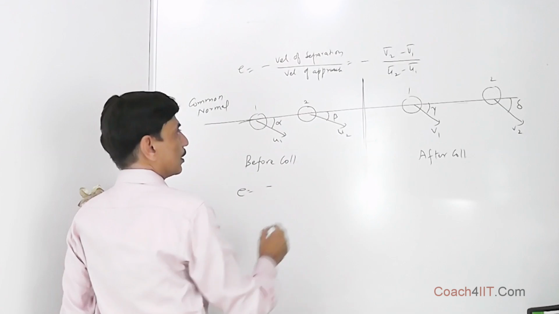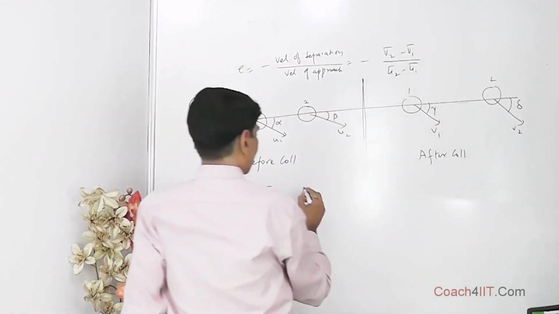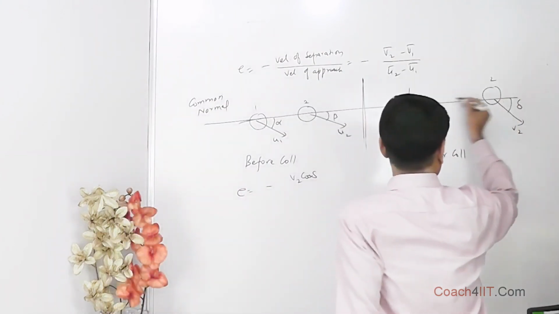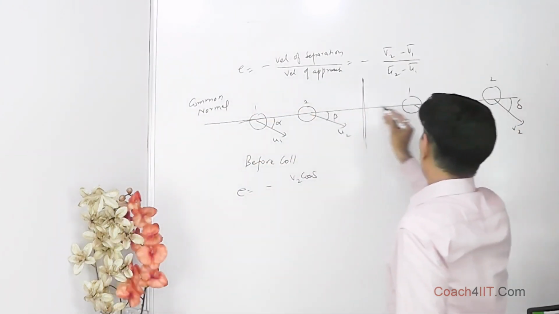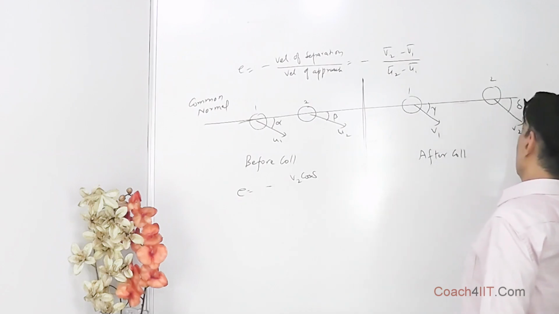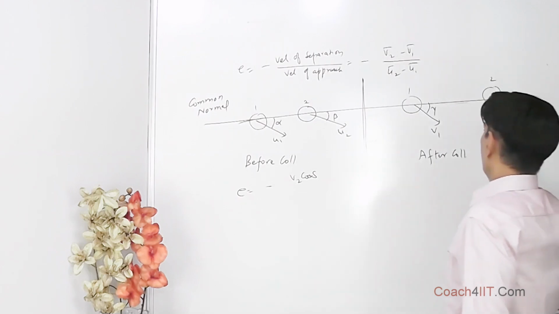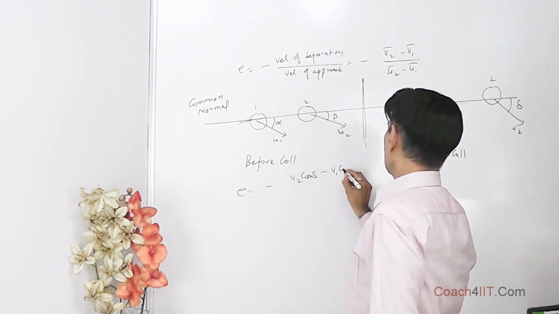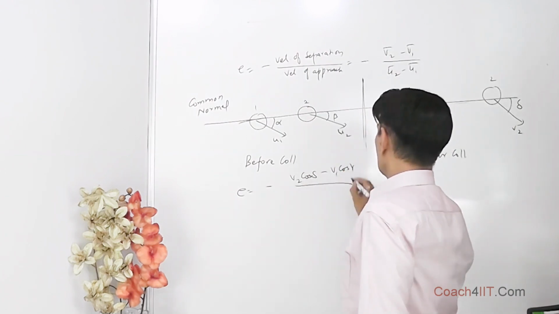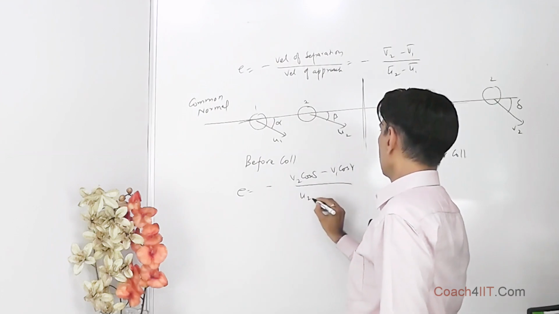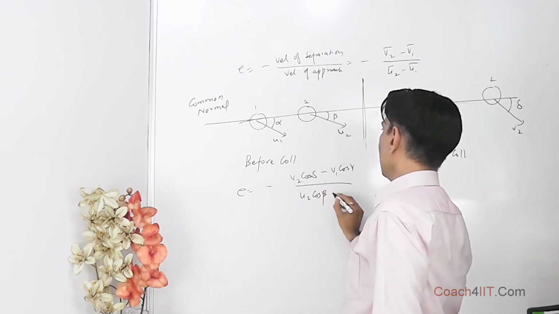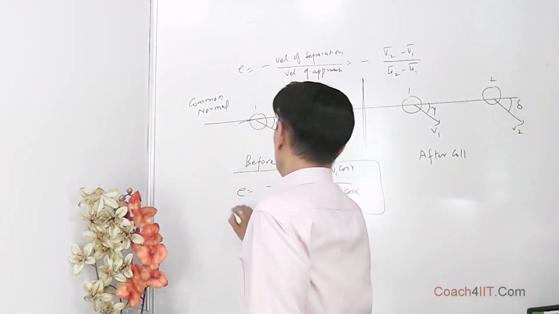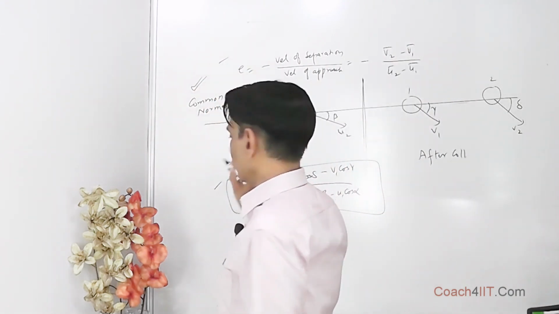minus V2 cos delta, because we have to find the velocity along the common normal. This is the common normal, so the component in this direction is what we take into consideration. V2 cos delta minus V1 cos gamma, upon U2 cos beta minus U1 cos alpha. Very, very important, this diagram, this and this.